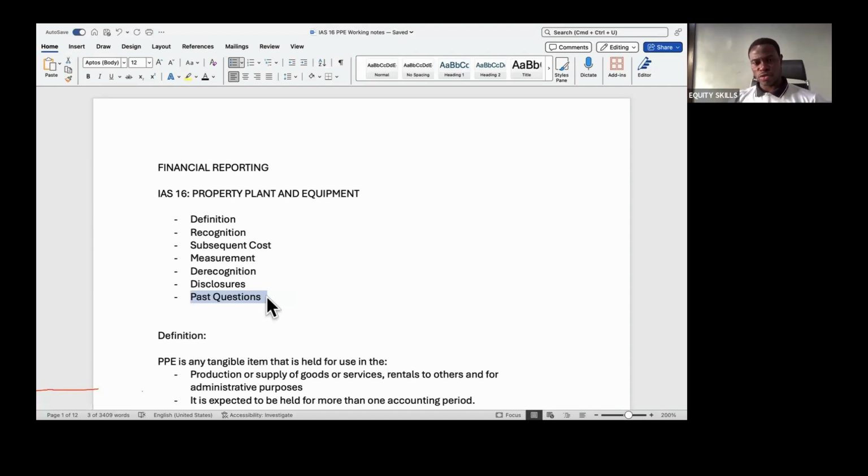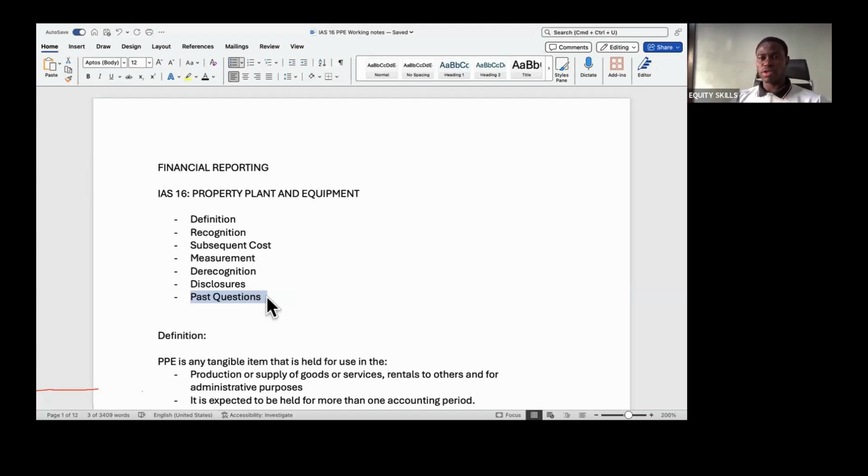Then we move on to subsequent measurement, which is the measurement at the end of the year. And I told you that for subsequent measurement, or measurement at the end of the year, we use two models to do that. We have the cost model, we have the revaluation model. And I told you that these two models, both the cost model and the revaluation model, will help us determine the carrying amount of the assets. So the two of them will determine the carrying amount of our assets.